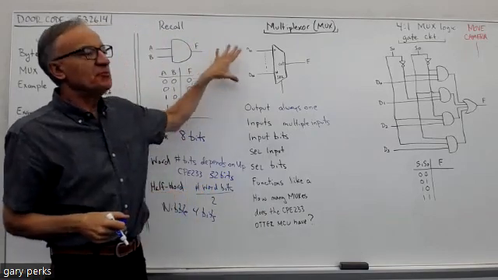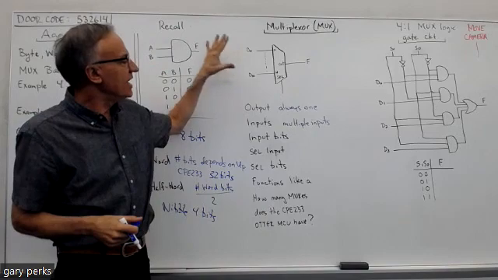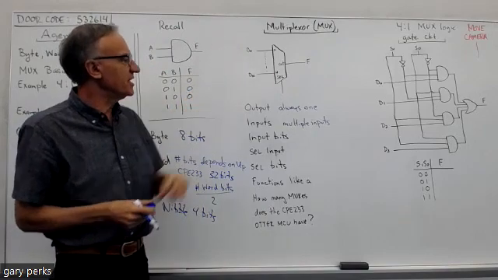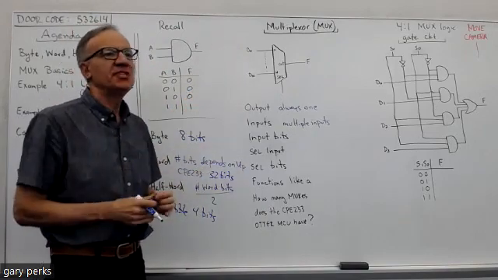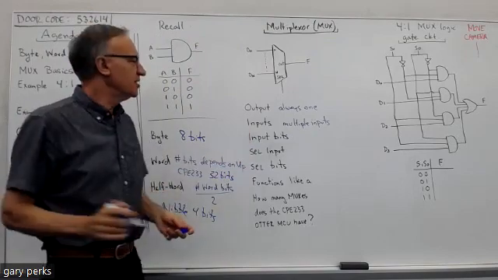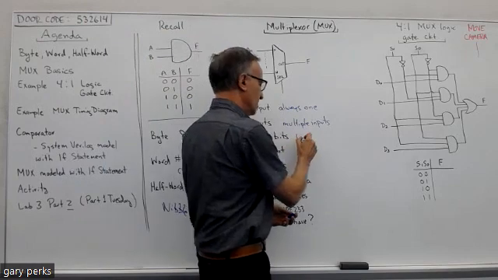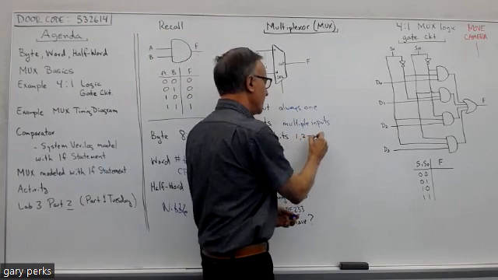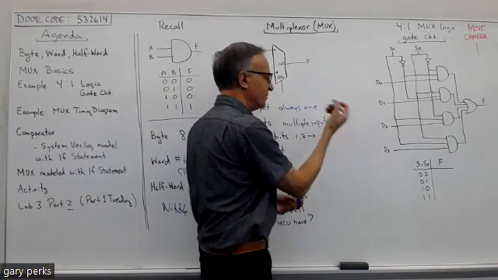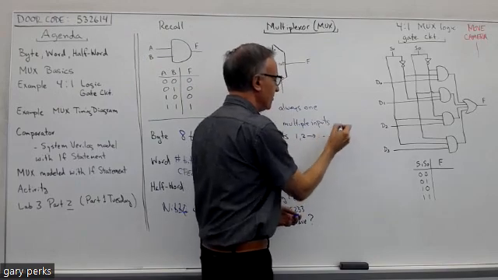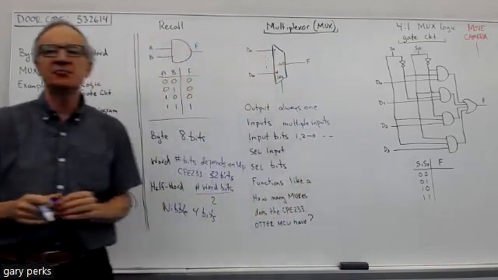Now, the number of bits that you can have on each input as well as the output can be any number. Sometimes your number of bits is just 1, but you can have 2 all the way up to, again, in theory, infinity. So it can be any number of bits on each input.